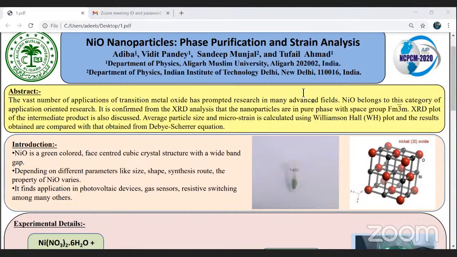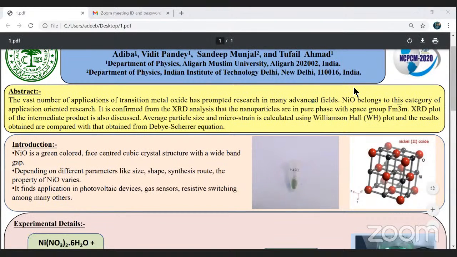We have several candidates available for these applications like zinc oxide, cobalt oxide, copper oxide, nickel oxide, but we have chosen nickel oxide. It is a promising candidate due to its wide band gap and also its property varies depending on its morphology. Nickel oxide has a face-centered cubic crystal structure, as we can see from this figure. Oxygen is placed on the corner and face center, while nickel is placed on the edge center.